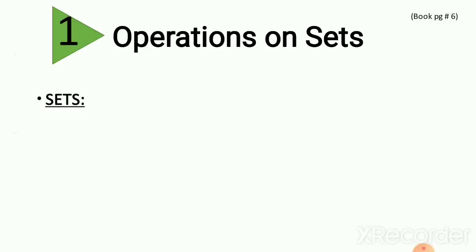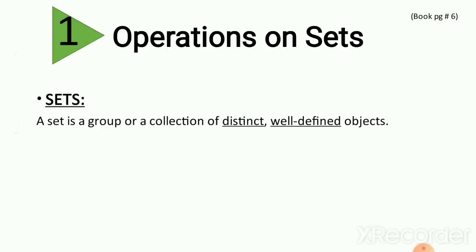So, what do you think? What is a set? What comes into your mind when you hear about a set? You can say a bunch of flowers or a set of books, etc. Yes, these are sets. So, here is the proper definition of a set. A set is a group or a collection of distinct, well-defined objects.